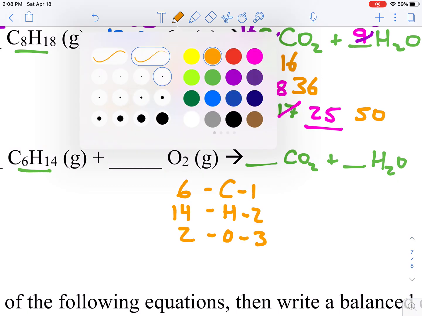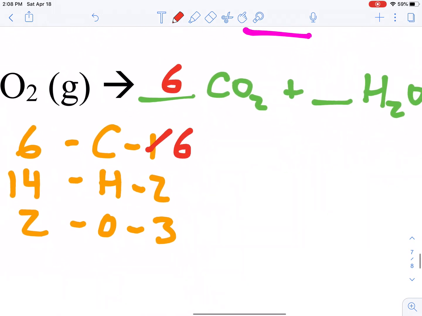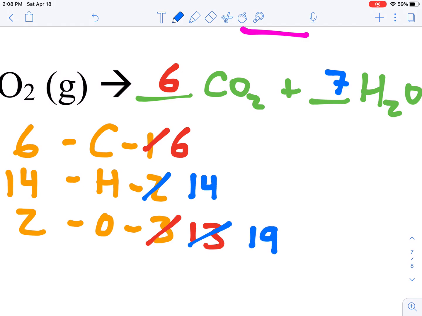Let's go through and fix the carbons first. 6 on the left. 6 here will give me 6 on the right, but fix that oxygen as well. So 6 times 2 is 12, plus the 1 from water is 13. Let's fix those hydrogens. We got 14 on the left. We need 14 on the right, so a 7 will do the trick. That gives us 14 hydrogens on the right, but oxygen-wise, we have 6 times 2 is 12, plus 7 times 1 is 7. We have 19 oxygens.